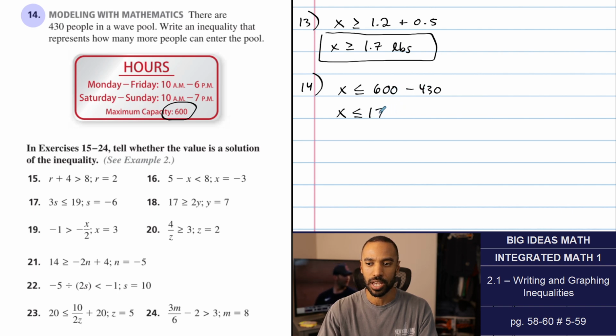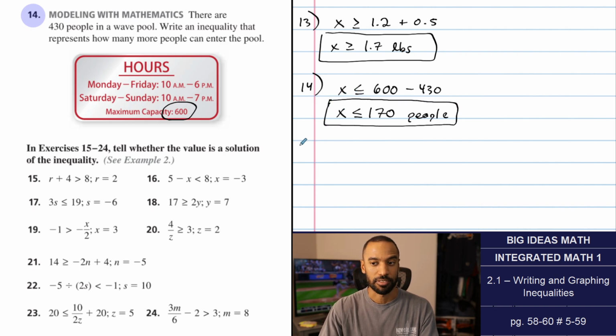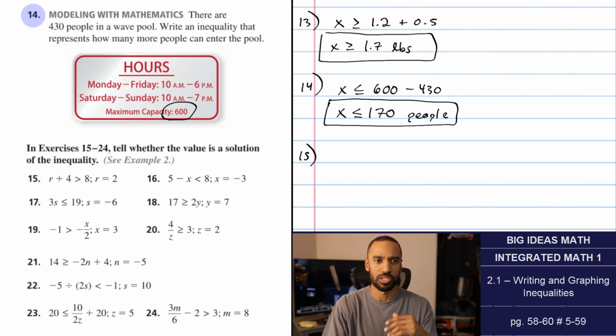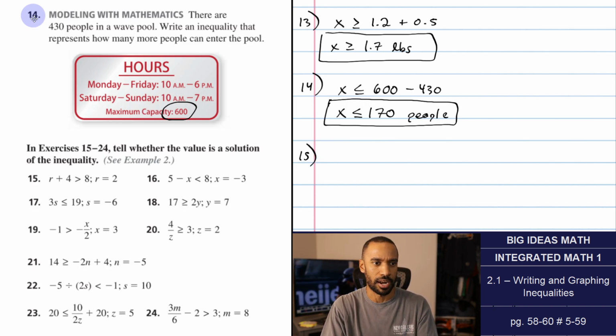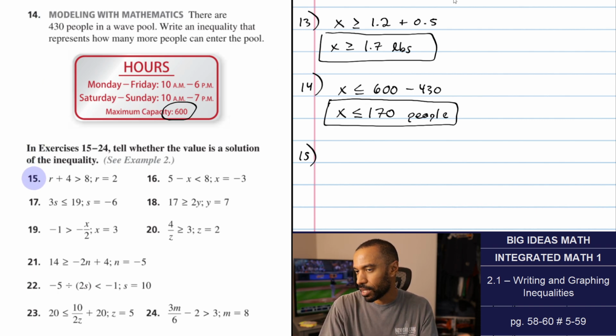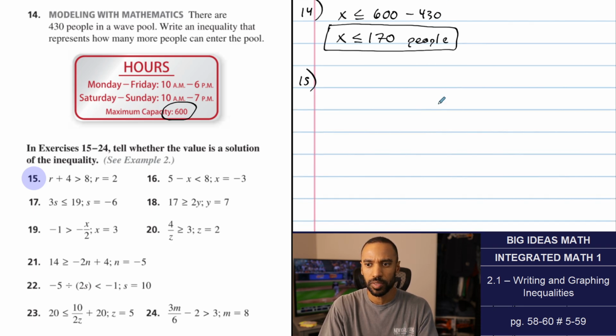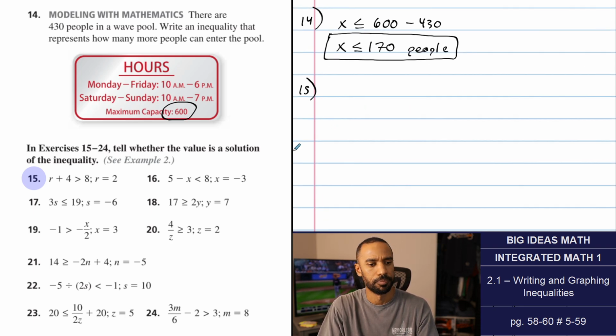600 minus 430 is 170 people. At most, this many more people can come in. That doesn't mean you have to have exactly 170 though. That's why I like inequalities, because these are reasonable for these kinds of scenarios. We don't have to be exactly equal a lot of times. We just need to be within that amount or outside of that amount, which is pretty cool. It depends on the situation. Sometimes you have to be equal.